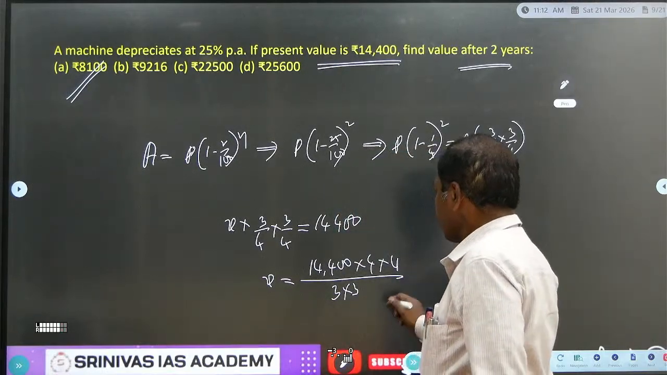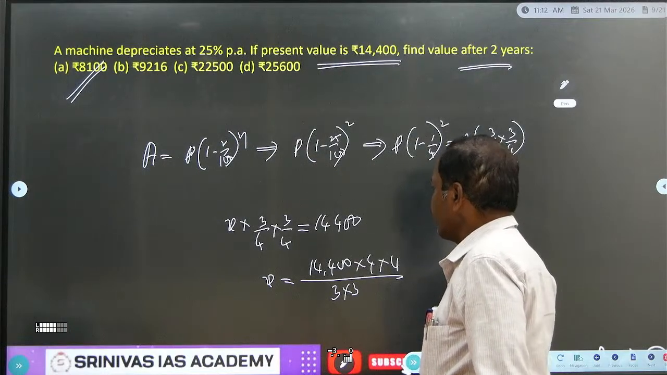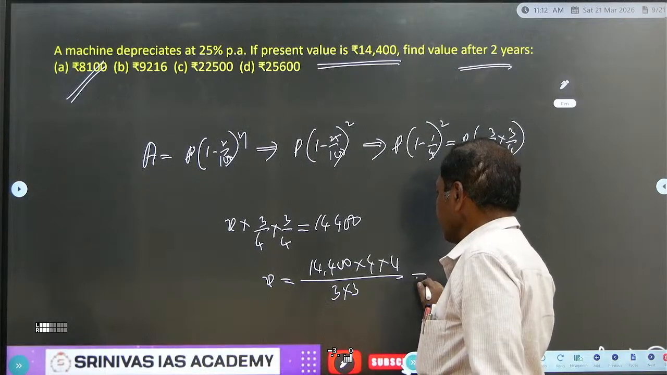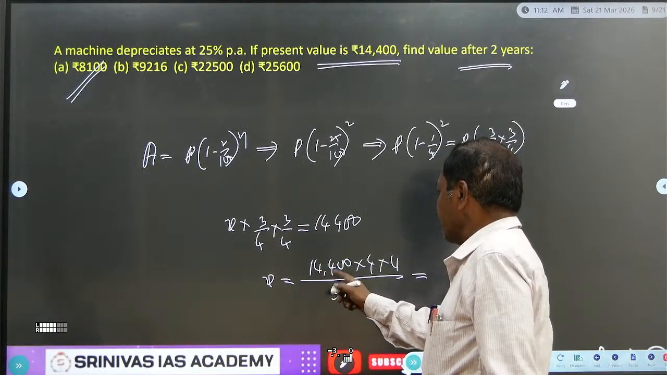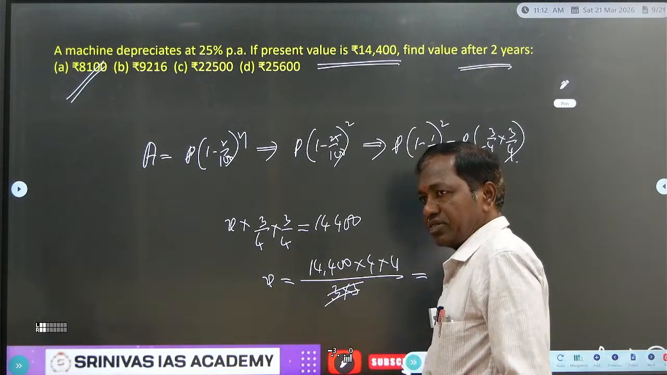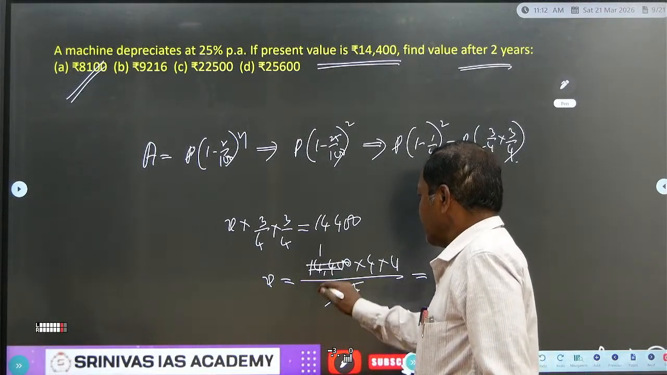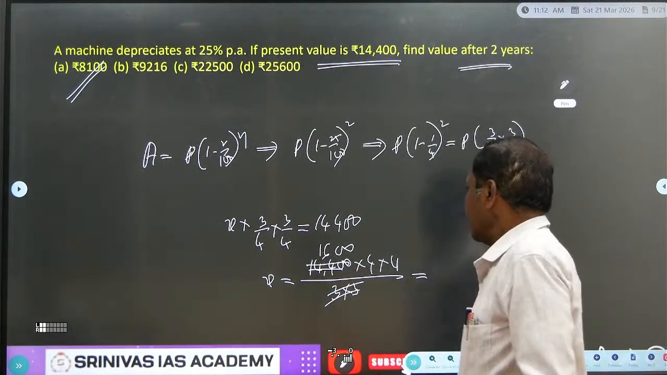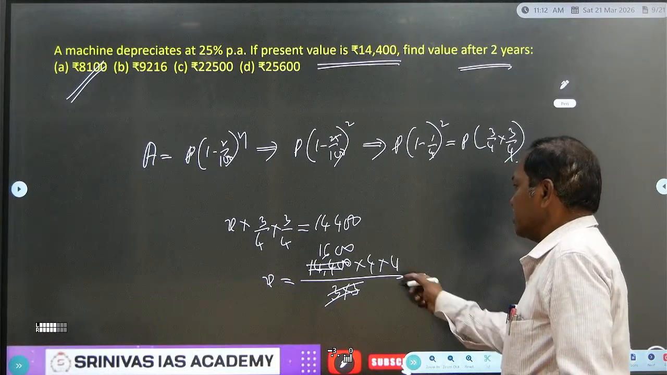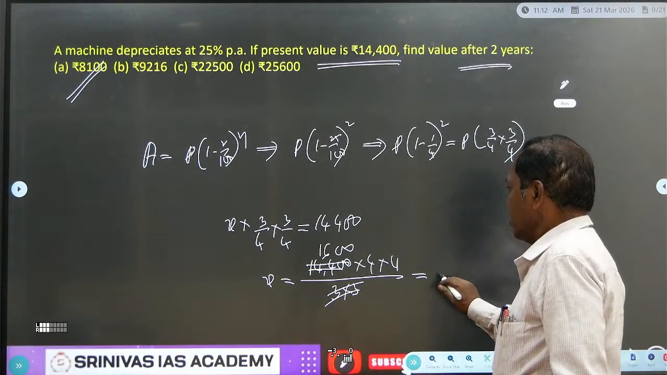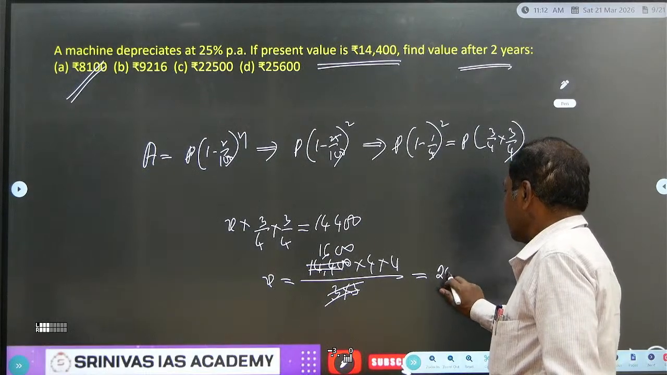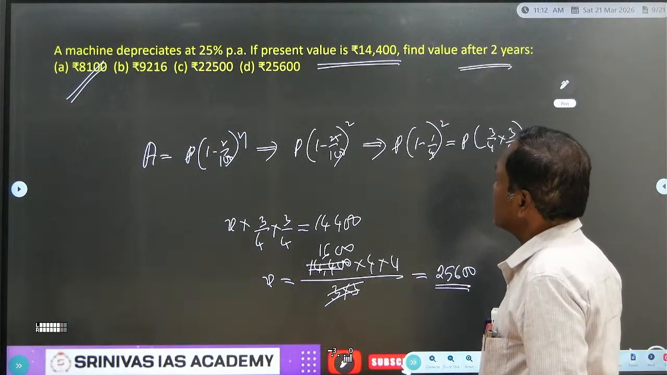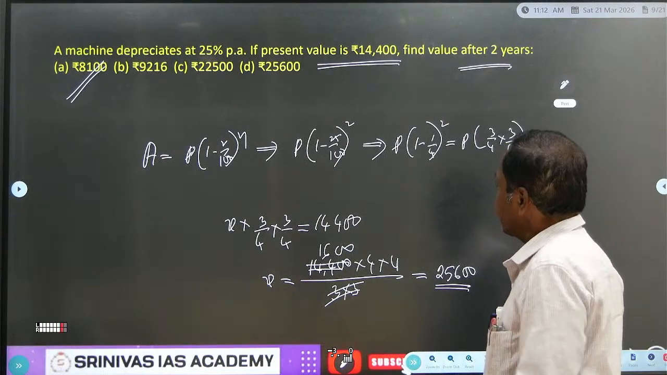Right. What can be done now? We can see that 4, 8, 9 is divisible by 4 into 4, 3 into 3. 14,400 is divisible by 3: 1 plus 4 is 5, 5 plus 4 is 9. 3 into 3 is 9, so straight away you can do 9. 9 was a 9. Remainder is what? 5, 54, 600. 1600 into 16 into 16. 16 into 16 is 256. 25,600. Option D.